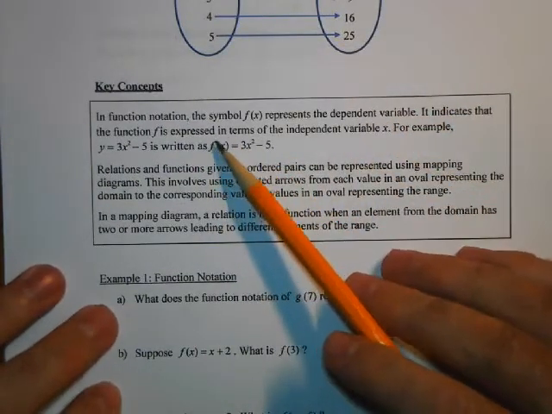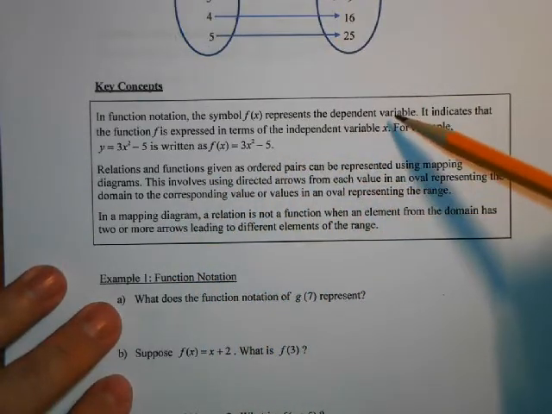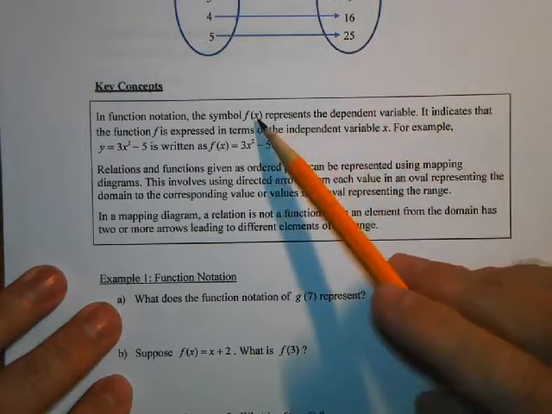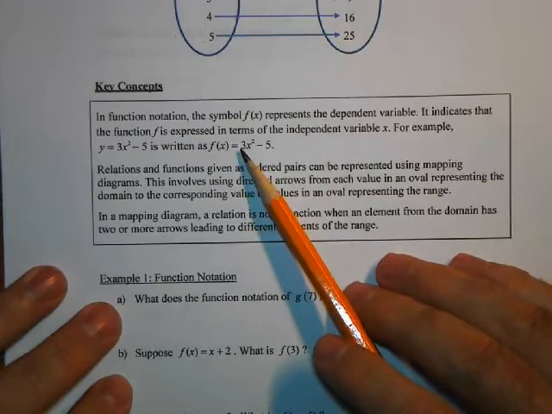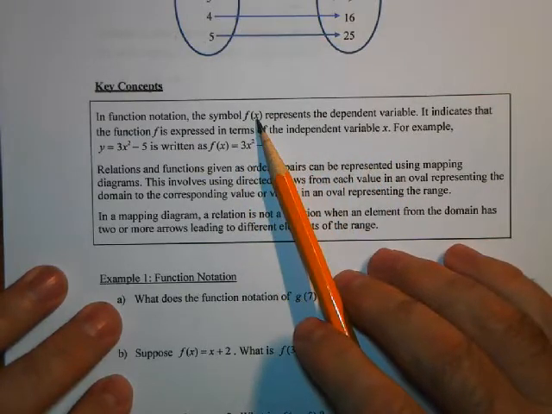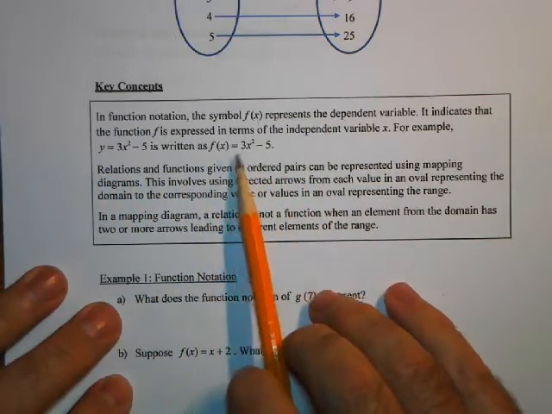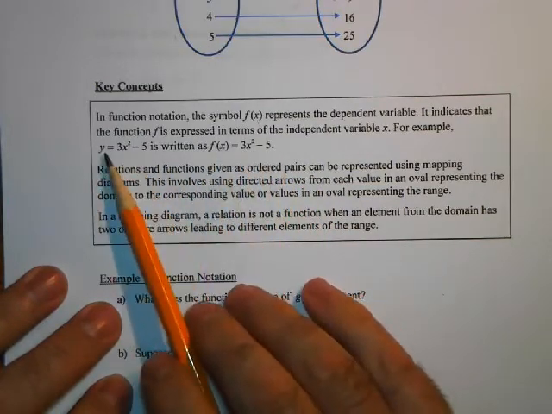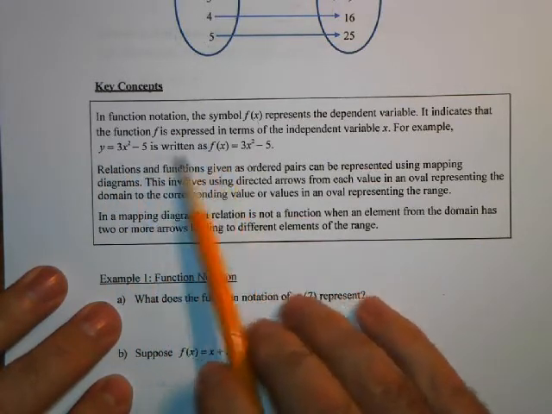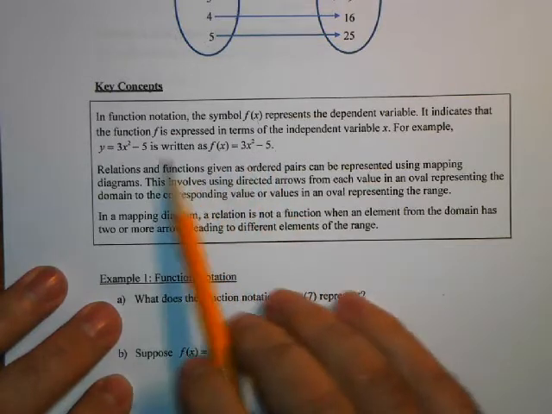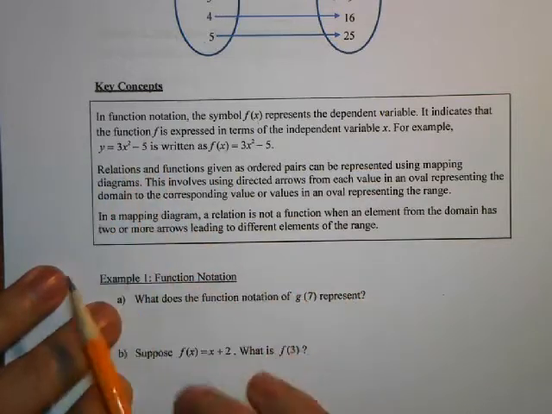Let's see what this says, if it adds anything new. In function notation, the symbol f of x represents the dependent variable, previously known as y. It indicates that the function f is expressed in terms of the independent variable x, because x is inside the brackets. And this is basically what I just said at the beginning. The equation y equals 3x squared minus 5 is now going to be written as f of x equals 3x squared minus 5. That's the function notation version of what we previously used.